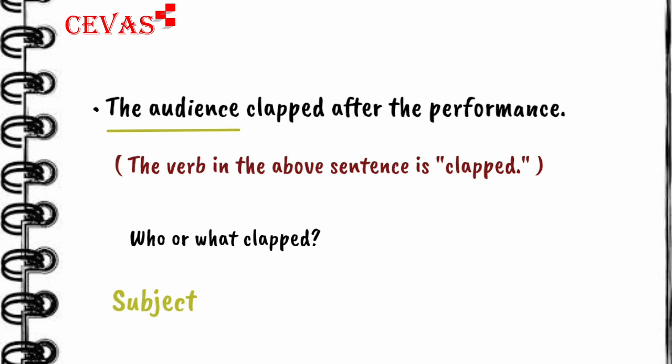The predicate, which always includes the verb, goes on to relate something about the subject. What about the audience? It clapped after the performance. This is our predicate in a sentence.